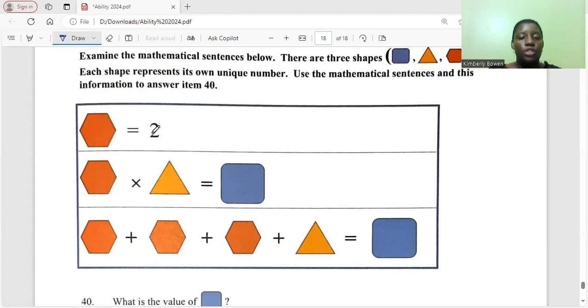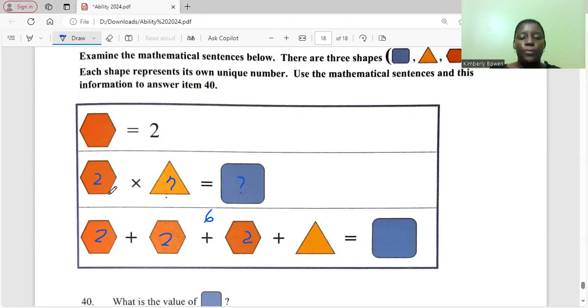So the hexagon is 2. And here the hexagon is already 2. I'll put here 2. 2 times something that I don't know here is also something that I do know. Right? But I do know this is 2, and I do know this is 2, and I do know this is 2. So 2 plus 2 plus 2 is already 6. I know that for a fact.